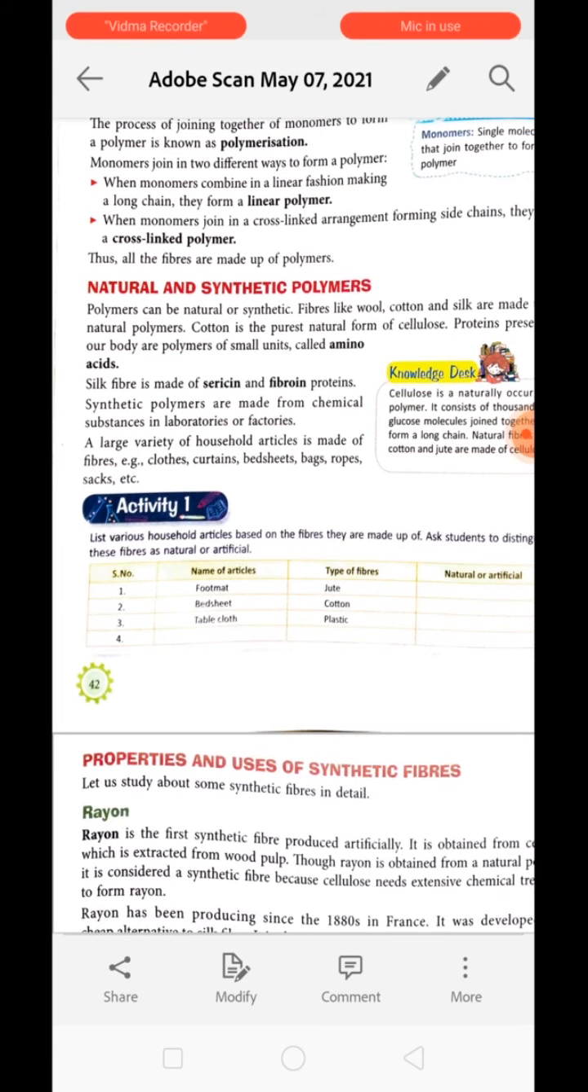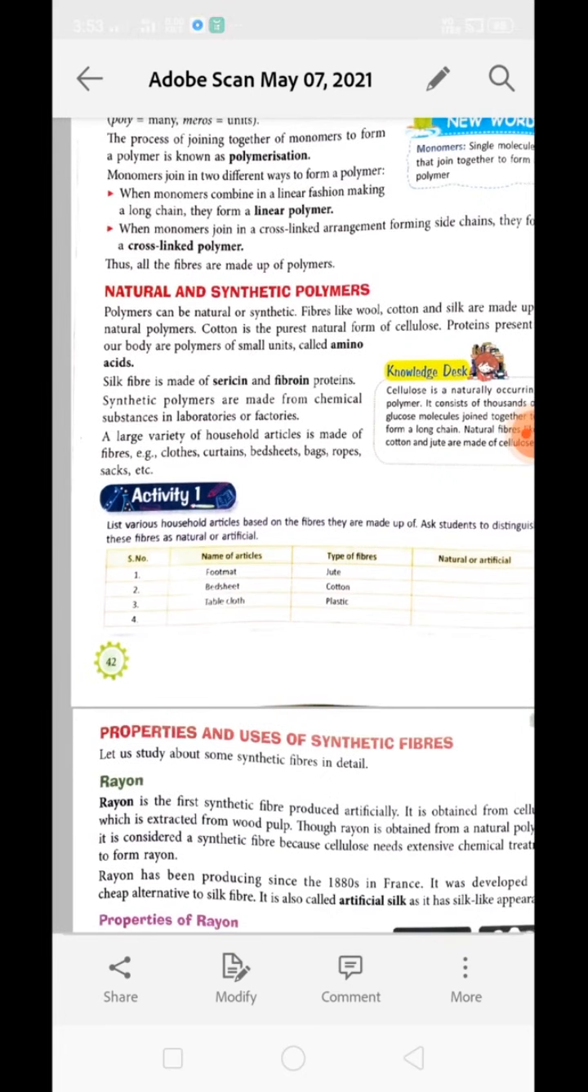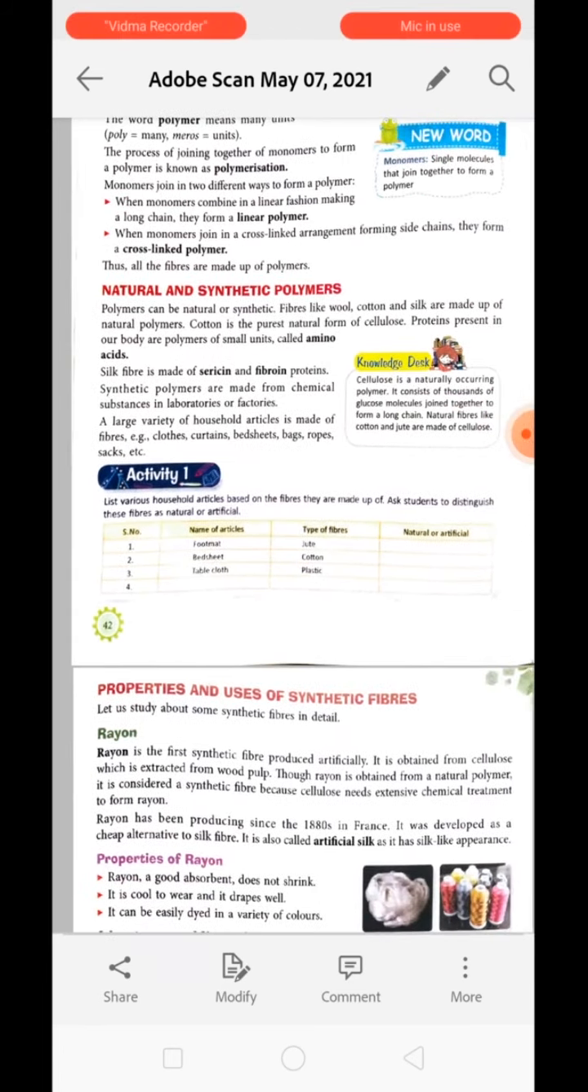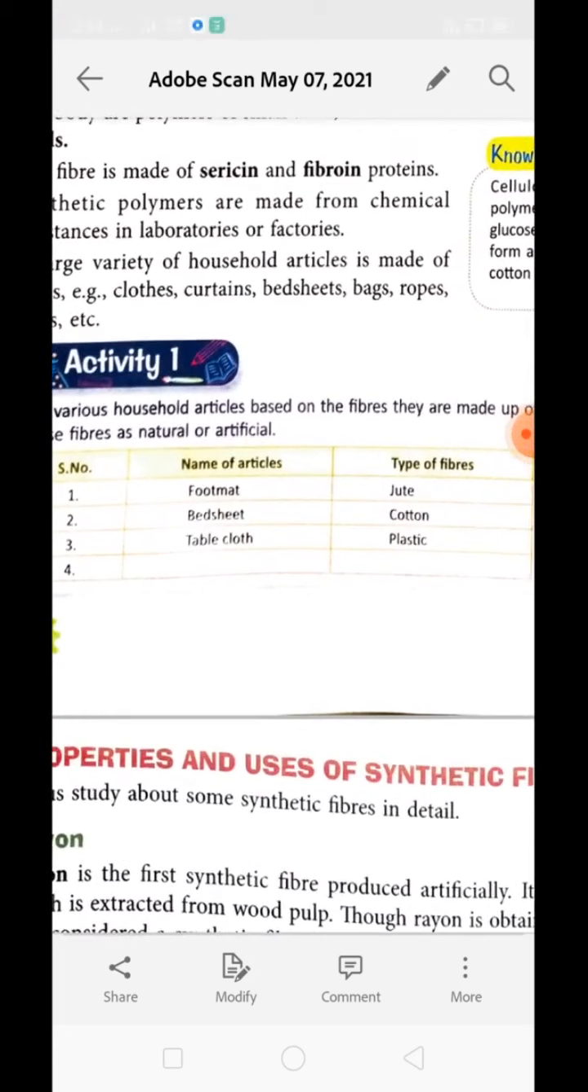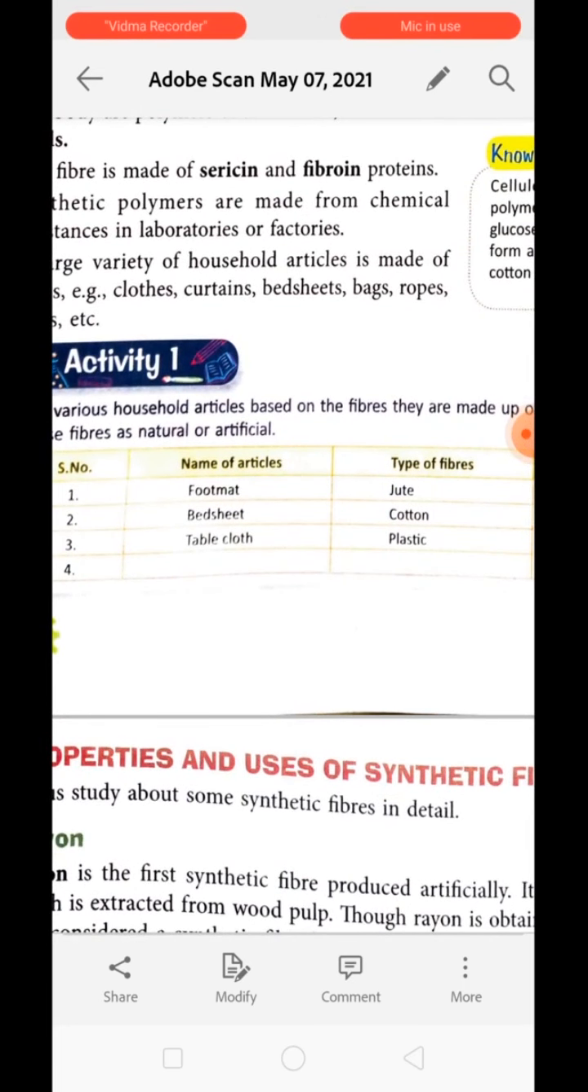Now a large variety of household articles are made up of fibers, right? You can see in your home lots of things, and everything is made up of fiber, like your dresses, bed sheets, carpet. Here we have an activity to understand what type of fibers have been used to make these substances. You can see we have a number of articles like foot mat, bed sheet and tablecloth.